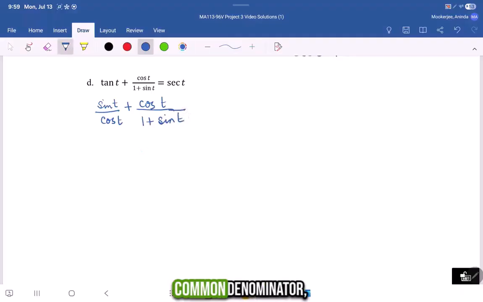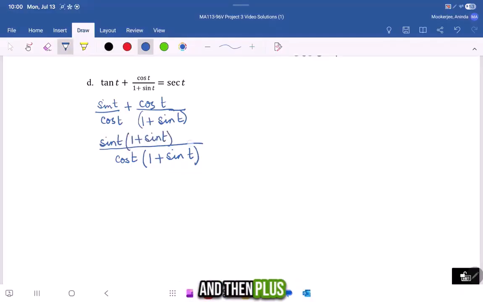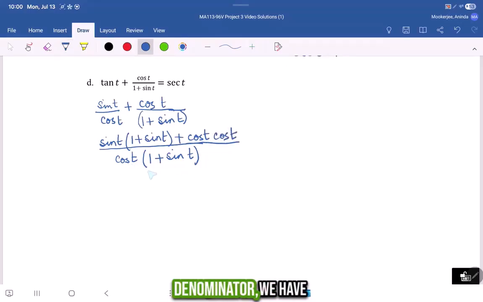We have to take the common denominator, which would be cos t times 1 plus sine t. Let's surround 1 plus sine t within brackets because that's a single expression. All right, so we are going to write it as cos t times 1 plus sine t, which is the common denominator of the two terms. And then for the numerator, the first term will now become sine t times 1 plus sine t, and then plus cos t multiplied by cos t. Because we have the common denominator, we have to adjust the numerators accordingly.